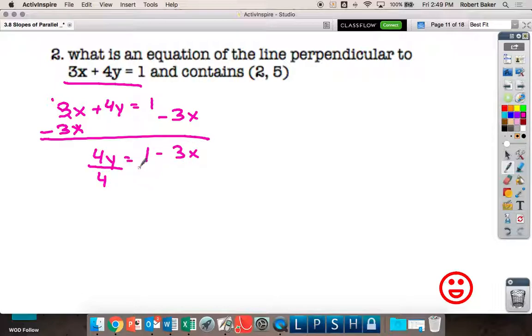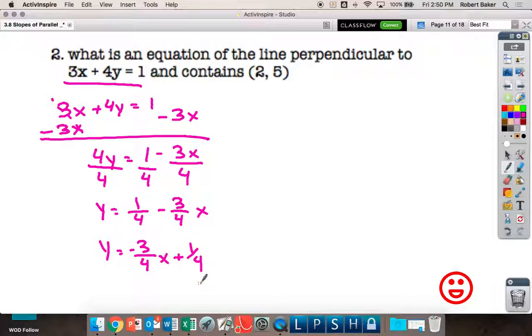Divide everything by 4. It's not like it's in y equals mx plus b, it's like y equals b plus mx. Okay. So it doesn't really matter what it looks like. What's the number tied to the x? Negative 3 over 4. That's the number I need.